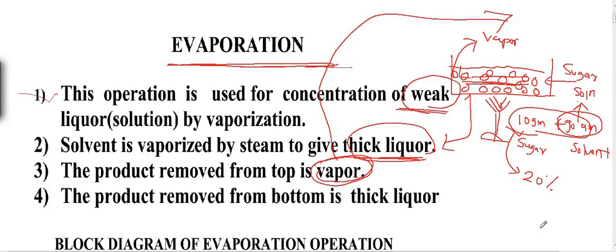So how do you define evaporation? Evaporation is defined as the operation in which weak liquor is converted to thick liquor by vaporization.